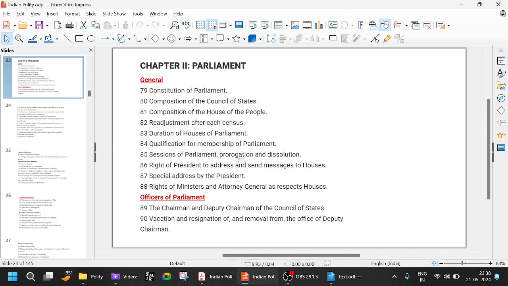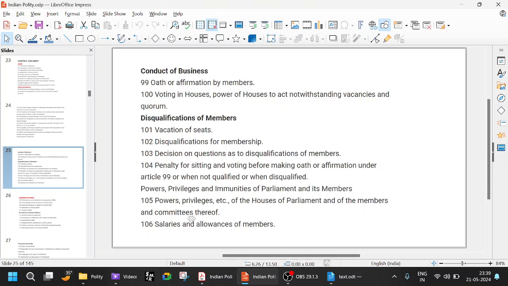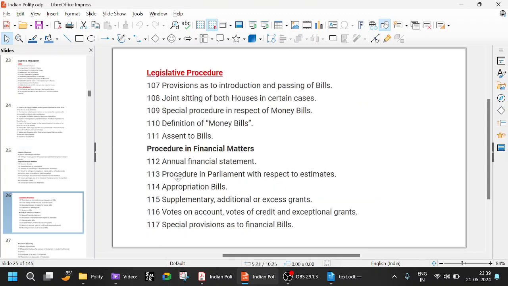Next, sessions of Parliament, prorogation, dissolution, all these things, special address by the President. Then 89 is Chairman and Deputy Chairman of the Council of States, so Rajya Sabha, and 93. Remember that 89 and 93. 93 is the Speaker and Deputy Speaker of the House. Then salaries, voting analysis, etc. And one of the important powers of a Speaker is that he decides whether it is a money bill or not.